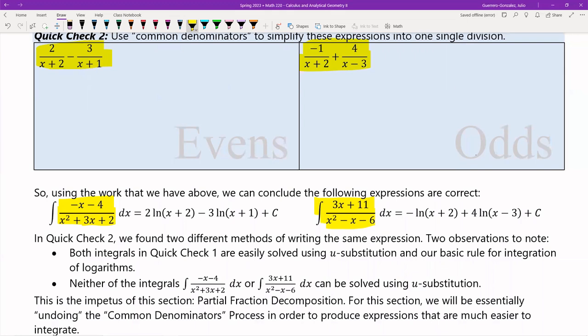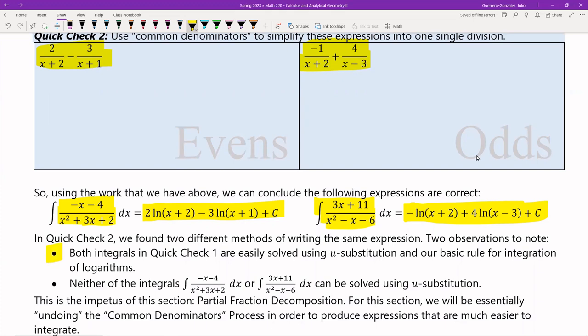So in the quick check above, you should have gotten this for both of them. Each one of you is doing either an odd or an even problem, so I'm giving you the solution to it. There are two things that I want you to observe from the two quick checks that I did.